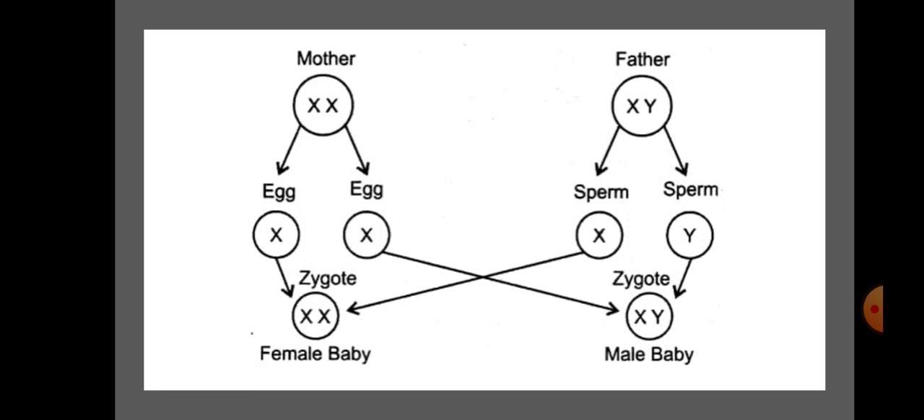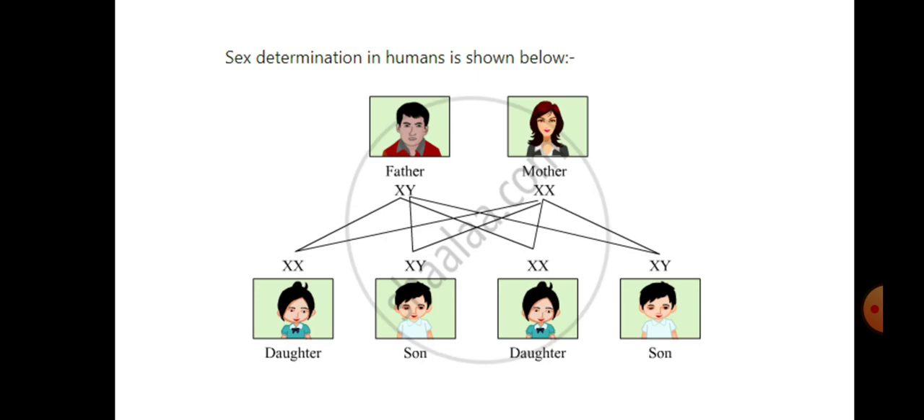On the other hand, if the sperm contains an X chromosome and fertilizes the egg which contains an X chromosome, the zygote develops into a female. Hence, the sex of the child depends upon the chromosomes of the father and not the mother.